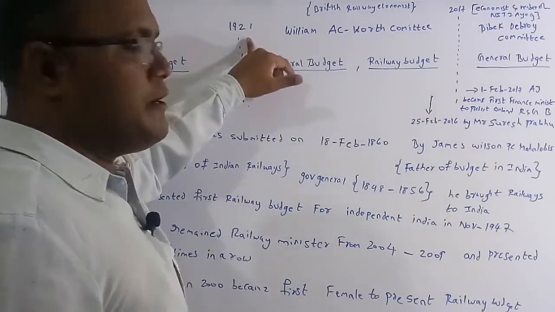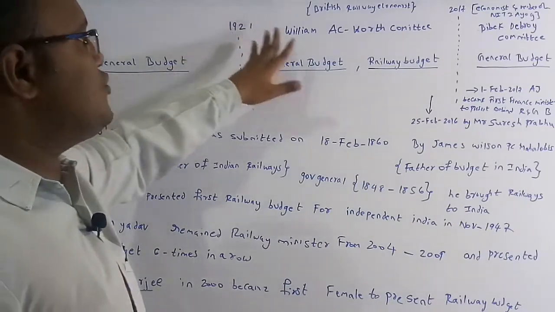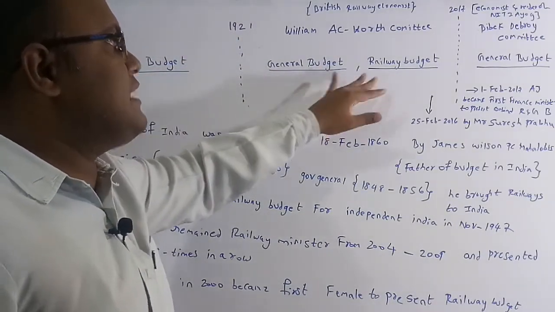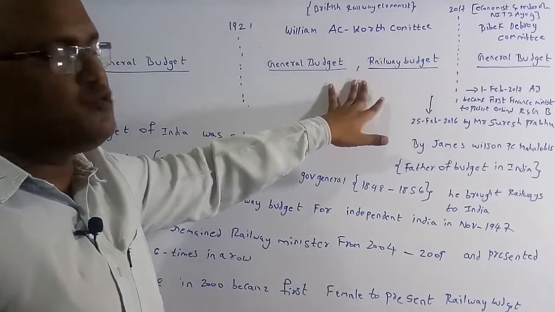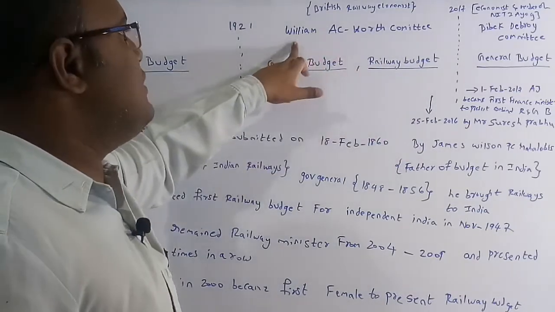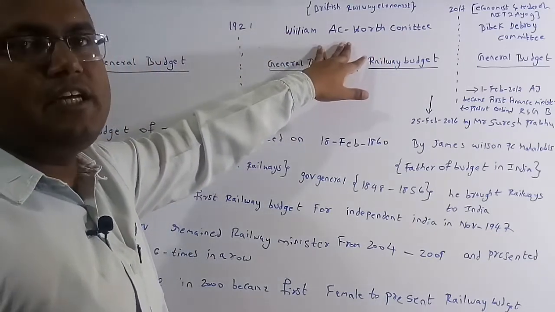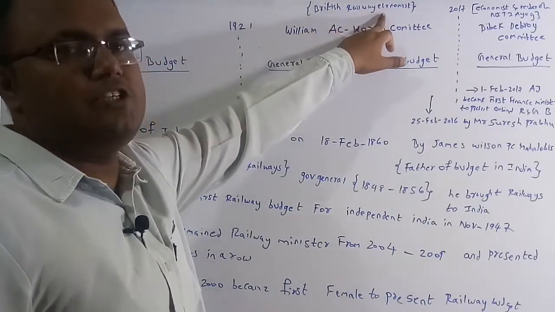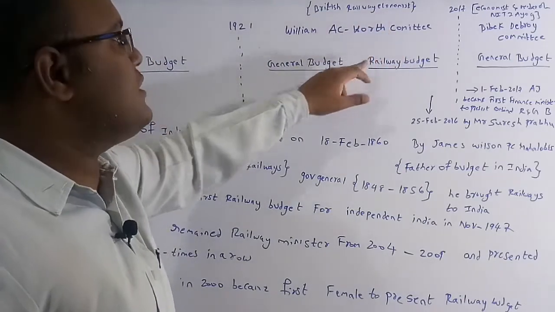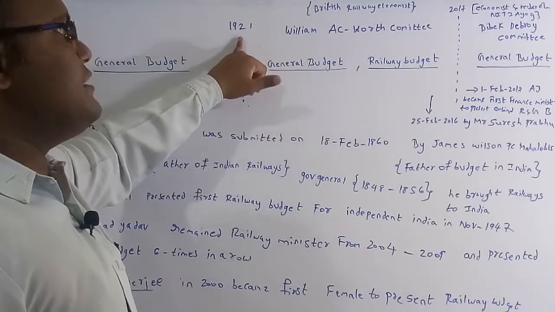Before 1921 both were merged, but after 1921 the general budget and the railway budget were separated, so they were separately executed. This was recommended by the William Acworth Committee. Basically William Acworth is a person, a British railway economist. Based on his recommendations only, the railway budget was separated from the general budget from 1921.